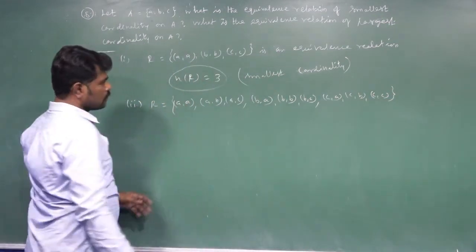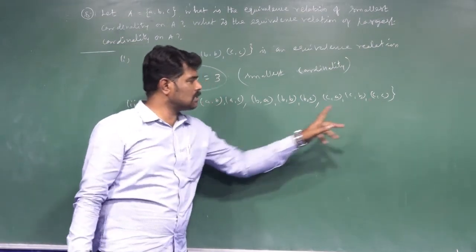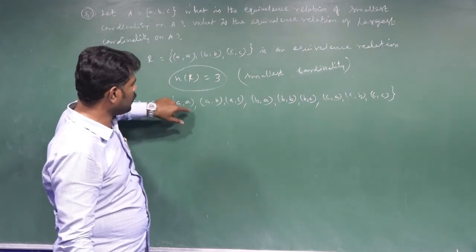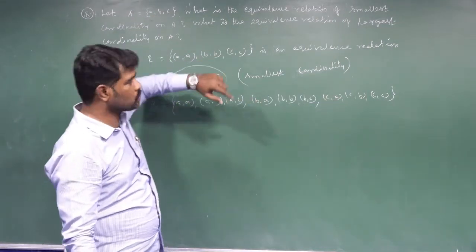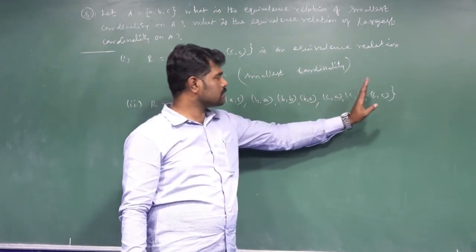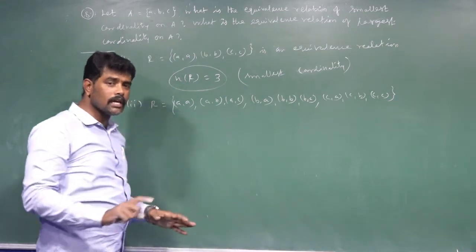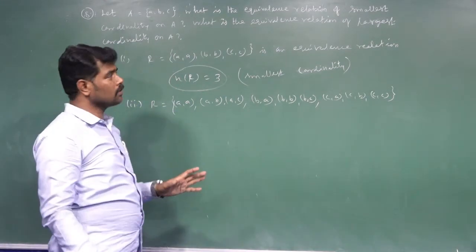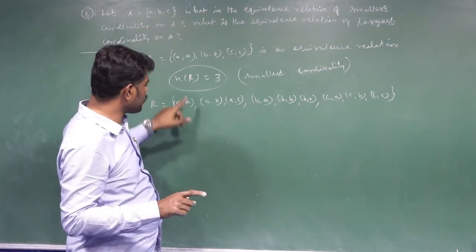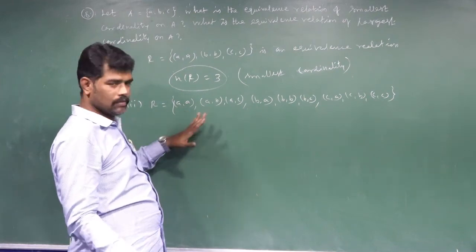Here, reflexive is true. AA, BB, CC are here because the set has three elements, so the pairs AA, BB, CC are here. Suppose in these three, AA, BB, CC, any one is missed, then it is not reflexive. If three elements are here, all three elements should have the pair with the same value. Then it is reflexive. Here it is reflexive.